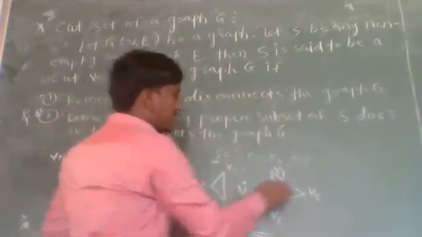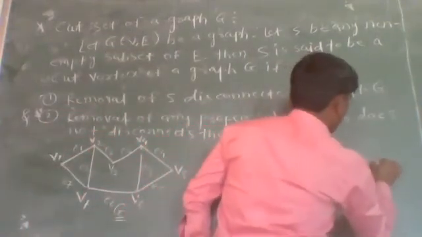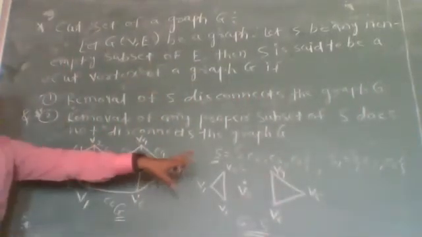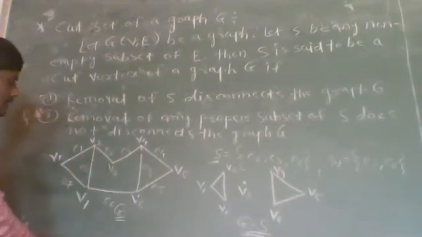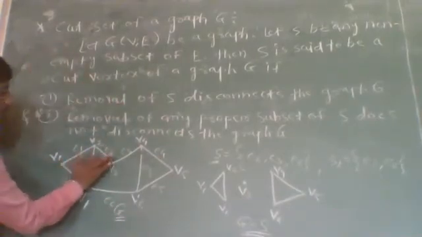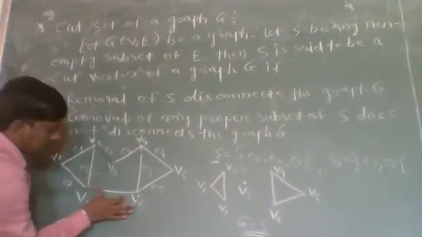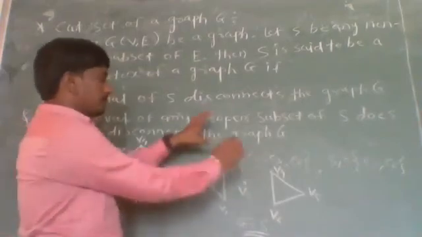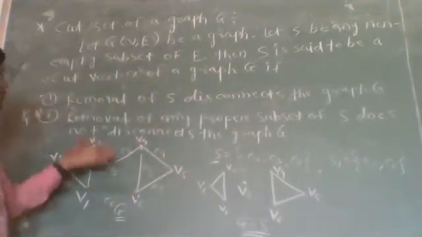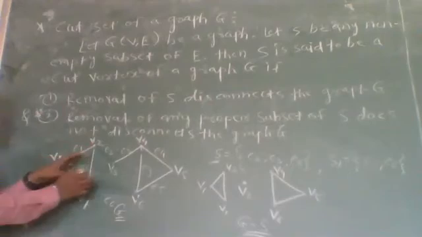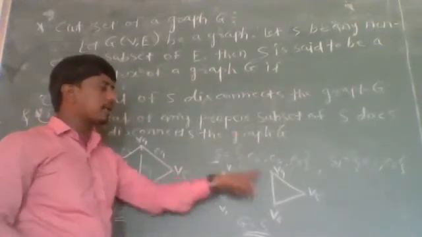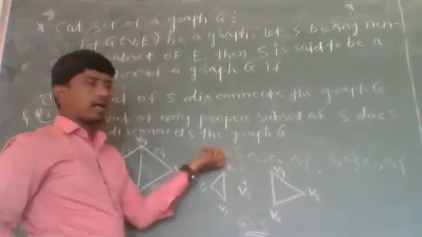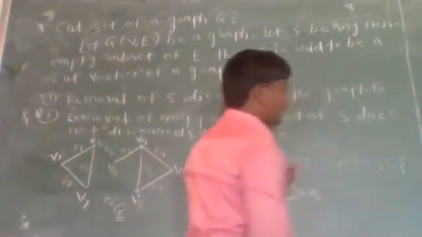If we take one subset S1 which contains E2 and E6, and we remove edges E2 and E6, then the graph G is again a disconnected graph. This is a contradiction to our definition, since the proper subset of S also disconnects the graph G, so this set S is not a cut set of a graph G, but S1 is a cut set of a graph G.